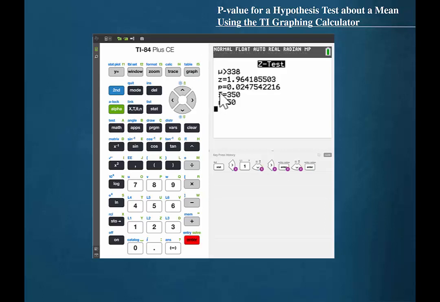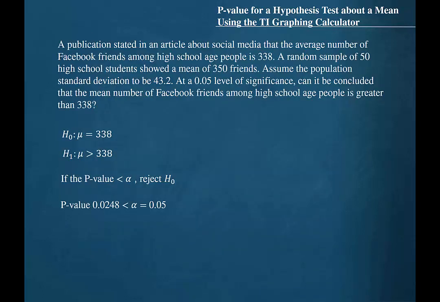We find the p-value to be 0.0248 when we round to 4 decimal places. The p-value of 0.0248 is less than alpha, which is equal to 0.05. Therefore, our decision should be to reject the null hypothesis.